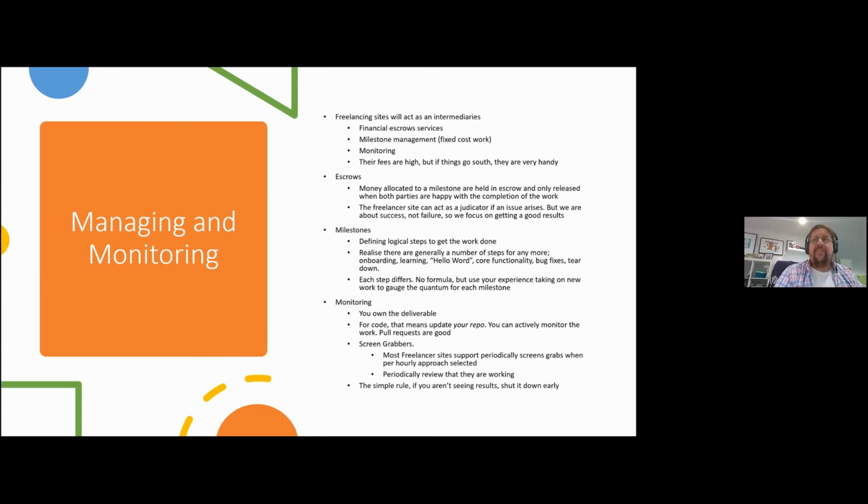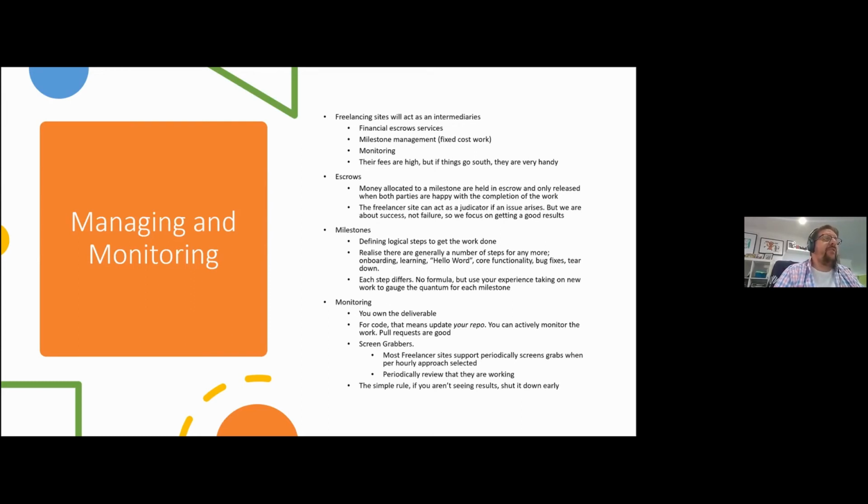Be mindful that a lot of their fees are quite high. They'll take a hit on your side, and the freelancer will take a hit. But the fact that they provide handy services for when everything goes bad is a really, really important service. So I'll start off with the escrow side of things.